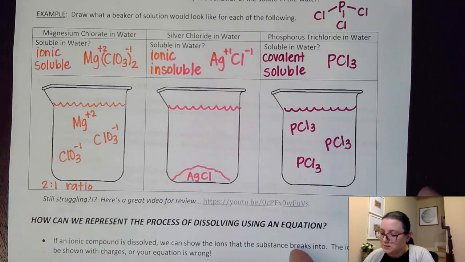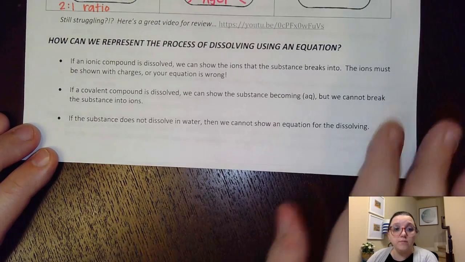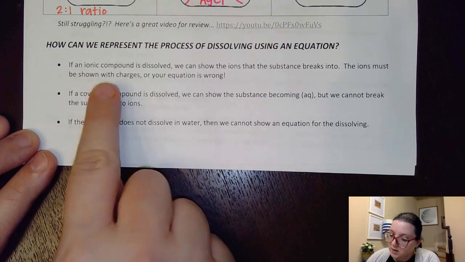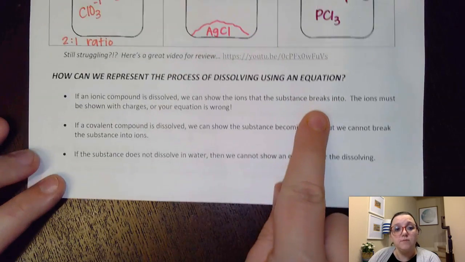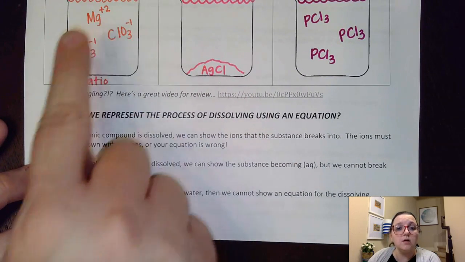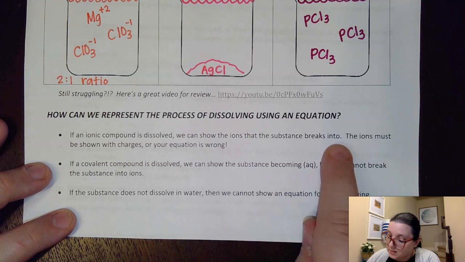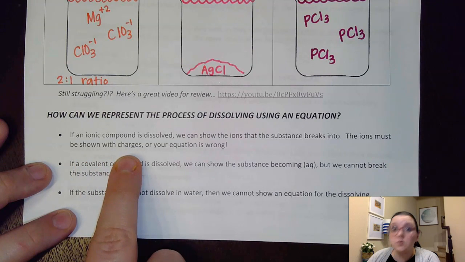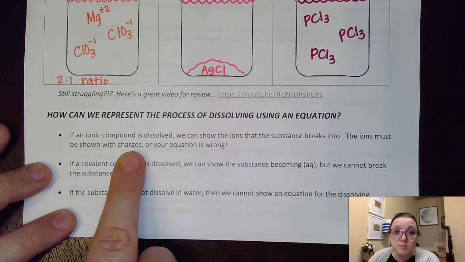Another way on a grand scale that we could represent solutions is by using what is called a dissolving equation. It says here if an ionic compound is dissolved, we can show the ions that the substance breaks into. Very similar to what we did up here, it's just now I'm going to be showing it in an equation format. It says the ions must be shown with charges or your equation is wrong. So be very careful on that. That's a common mistake that people make.